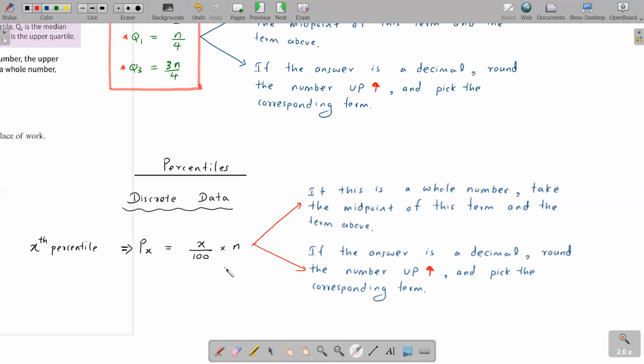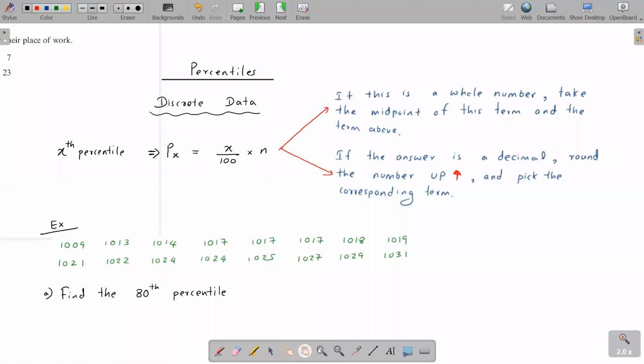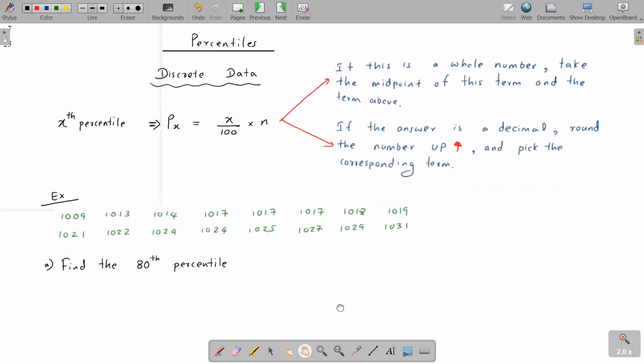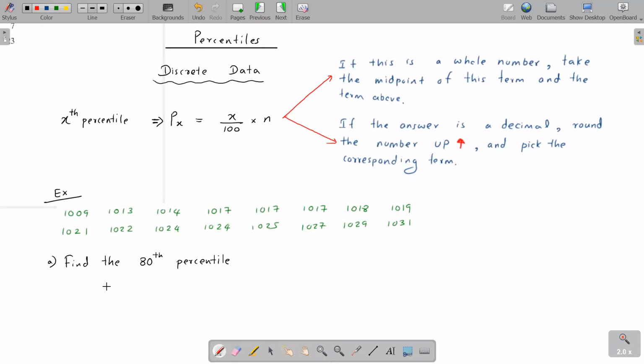Okay, let's go for a quick example. I have given a quick example just to round this off, because we did not do any question where we found the percentile for discrete data. So the 80th percentile is P80. Now you can see the data set I have given to you here. The first thing when you work with discrete data is what? Make sure your data is arranged in ascending order. That is the first thing you do with discrete data. Here, the data is already arranged in ascending order.